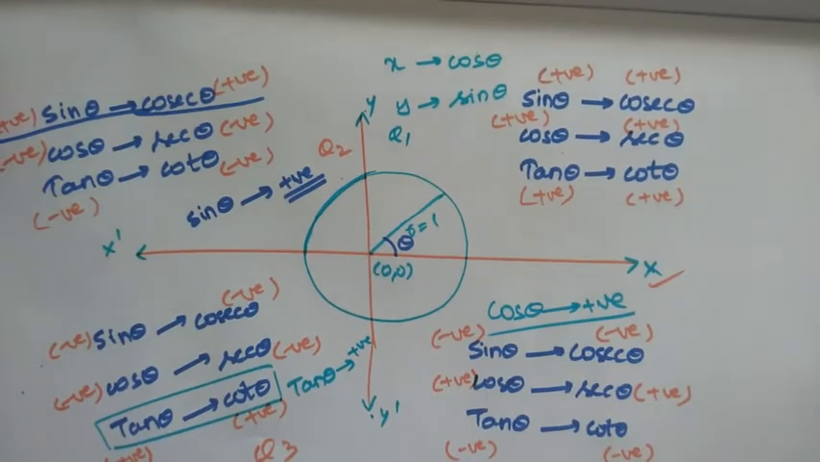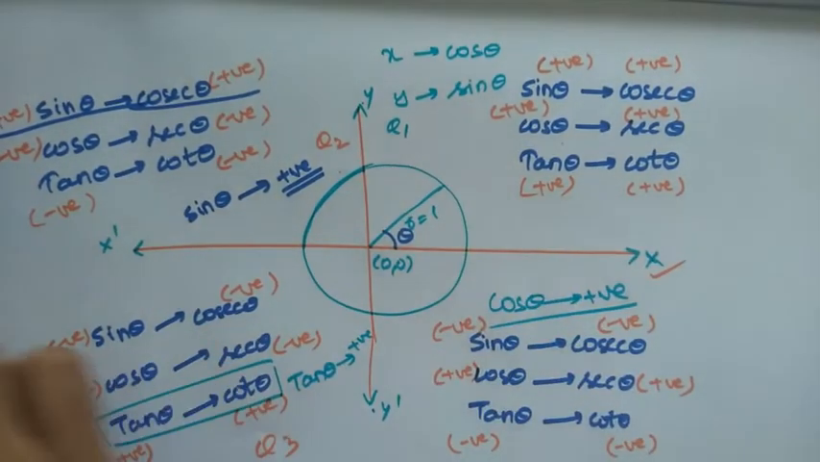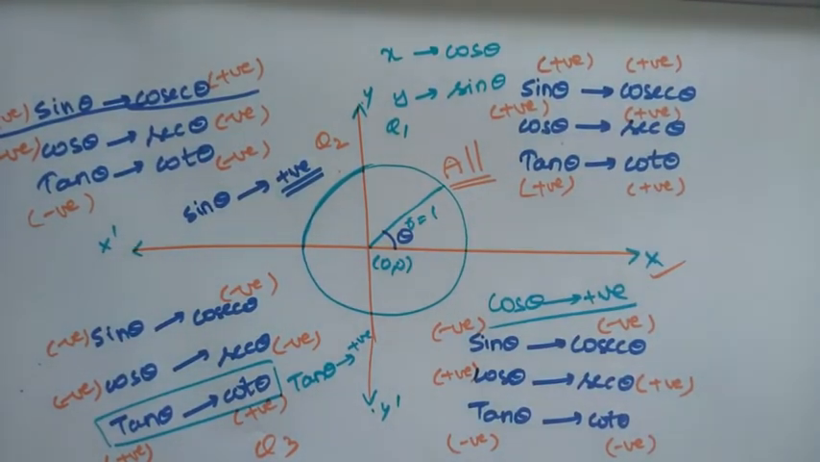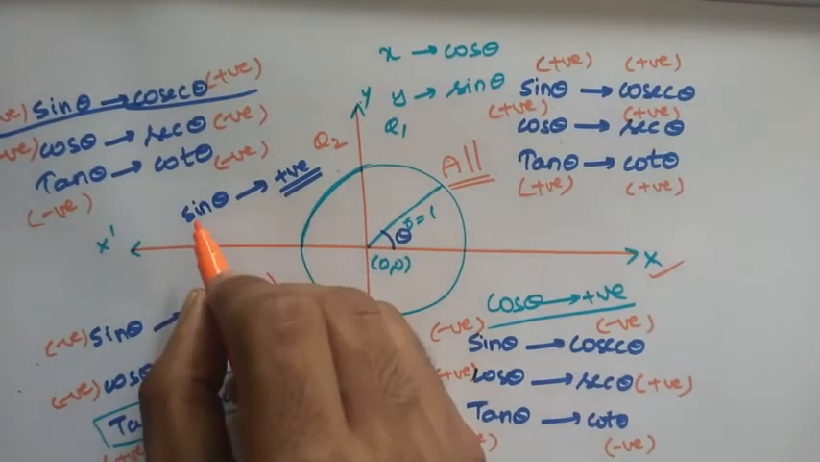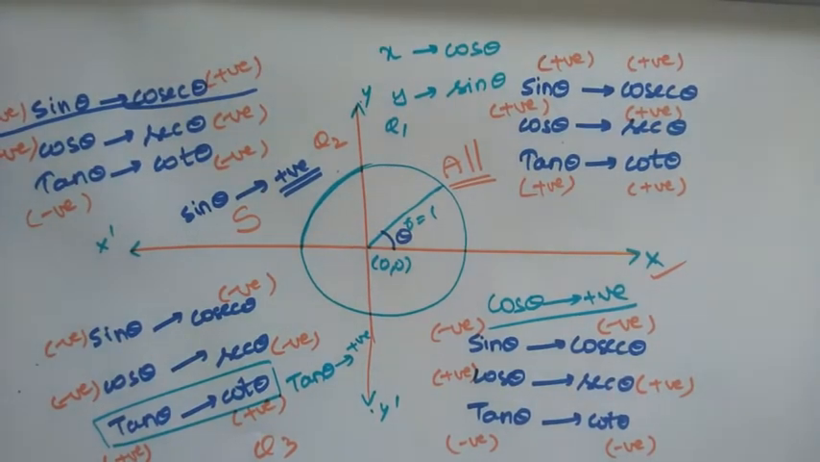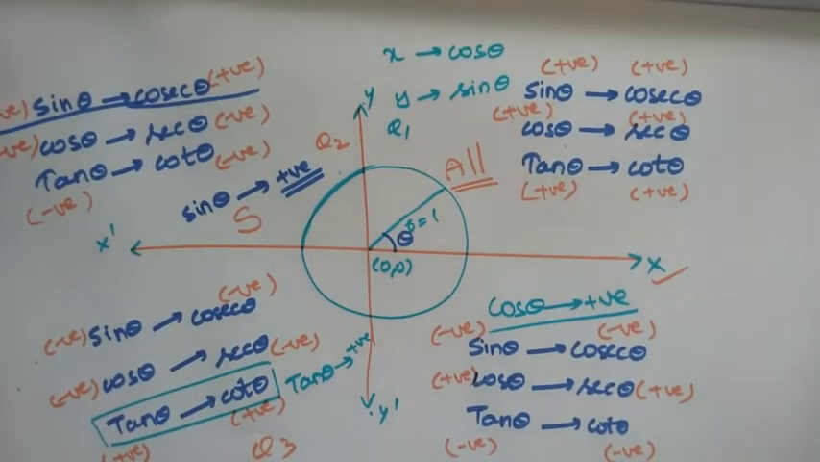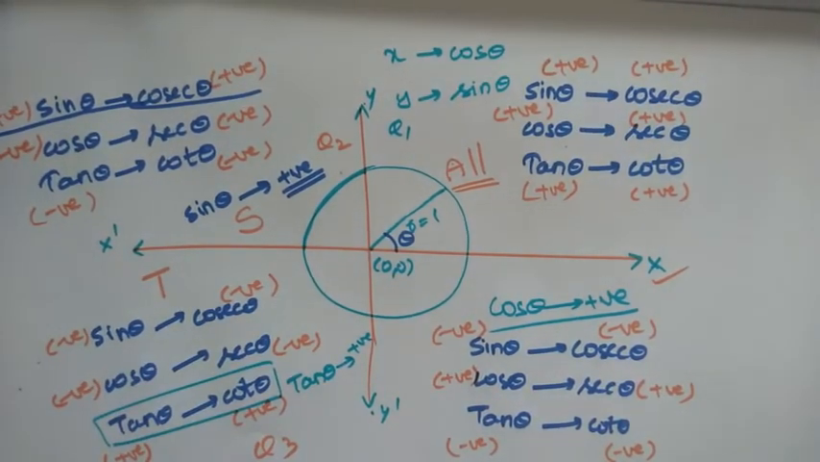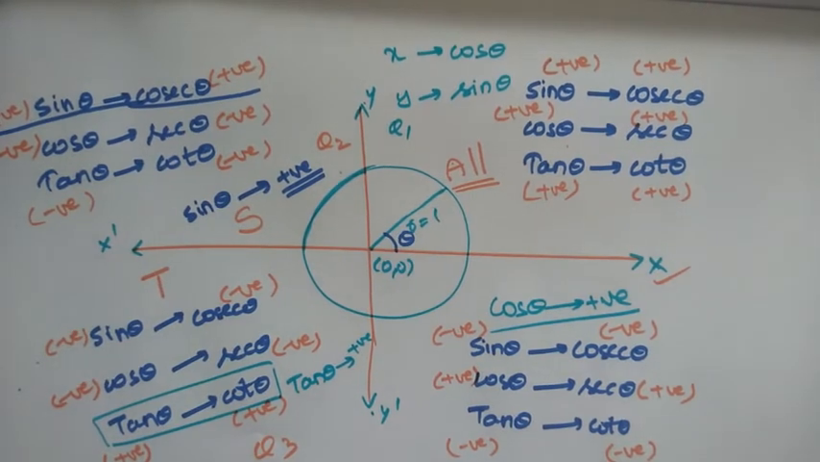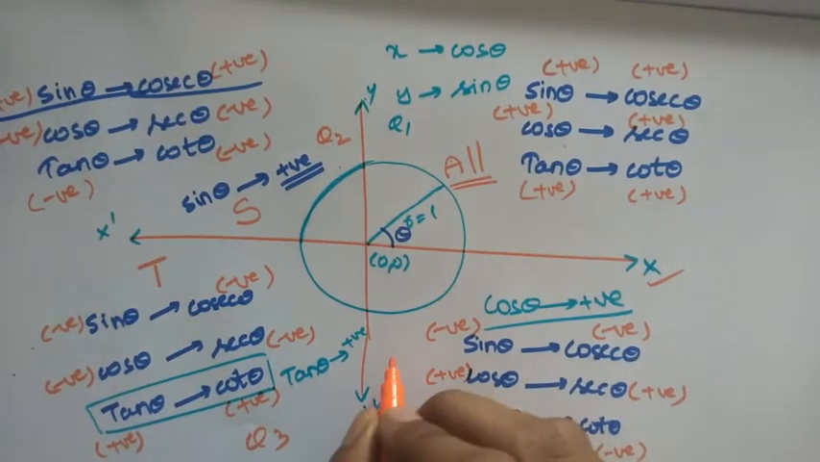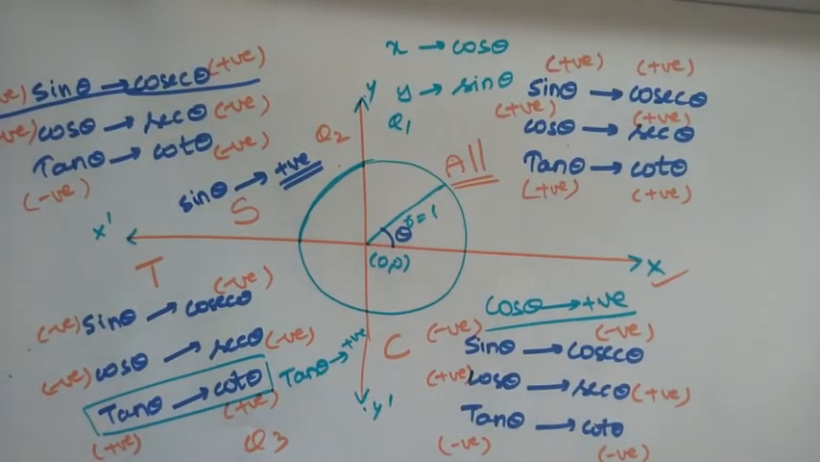So you see here, in first quadrant all trigonometric ratios are positive. Okay, except sine and its reciprocal, remaining all are negative in this quadrant. Okay, so except tan and its reciprocal, remaining all trigonometric ratios are negative. So in this quadrant, except cos and its reciprocal, remaining all trigonometric ratios are negative.